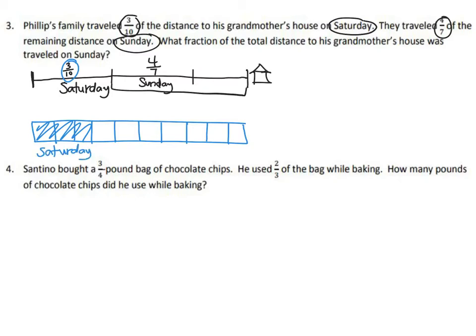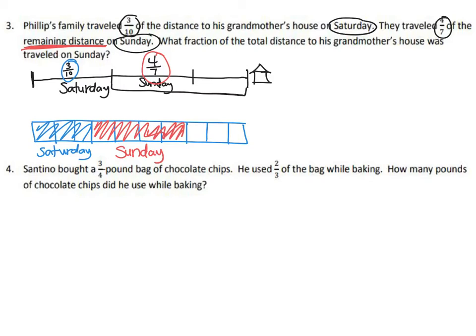Now we're looking at Sunday. So on Sunday, they went 4/7 of the remaining distance. Everybody underline remaining distance. So there's 1, 2, 3, 4, 5, 6, 7. So they have 7 parts left, and they're going to go 4 of those parts. 1, 2, 3, 4. Wonderful. So the red is Sunday.